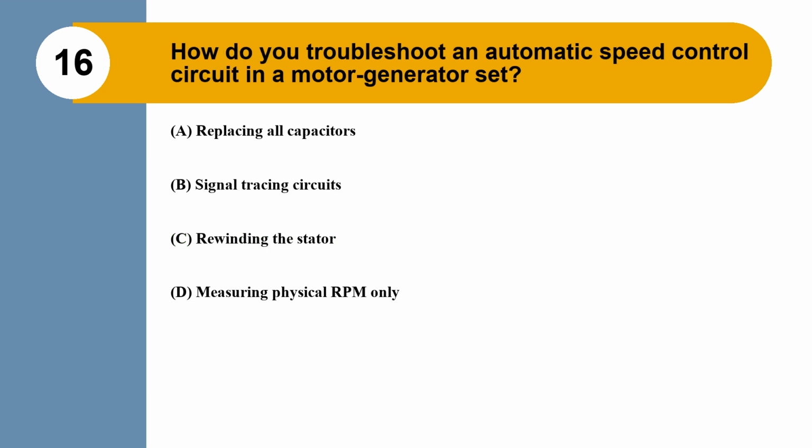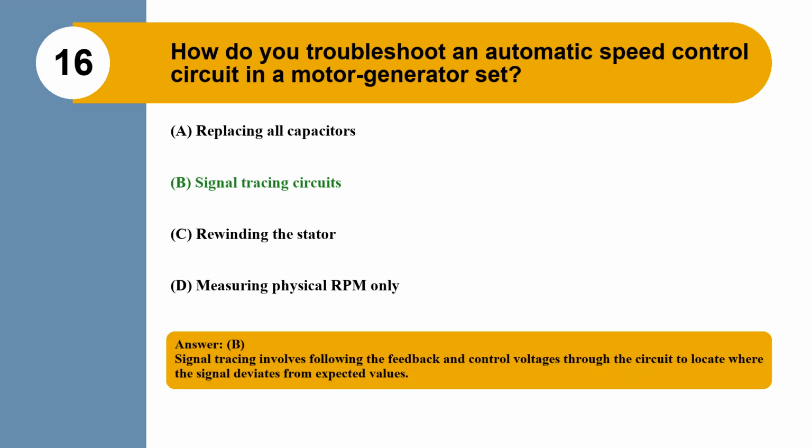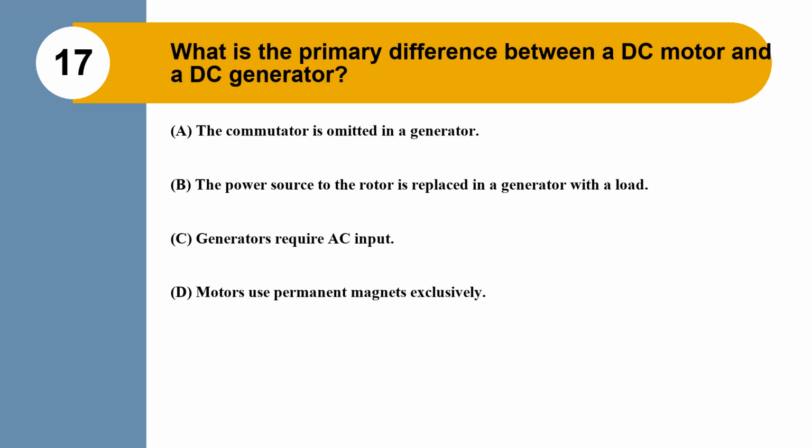Generators utilize electromagnetic induction, Faraday's law, where a conductor cutting through magnetic lines of flux induces an electromotive force, voltage. Question 16. How do you troubleshoot an automatic speed control circuit in a motor generator set? Option A. Replacing all capacitors. Option B. Signal tracing circuits. Option C. Rewinding the stator. Option D. Measuring physical RPM only. The correct answer is option B. Signal tracing circuits. Signal tracing involves following the feedback and controlled voltages through the circuit to locate where the signal deviates from expected values.